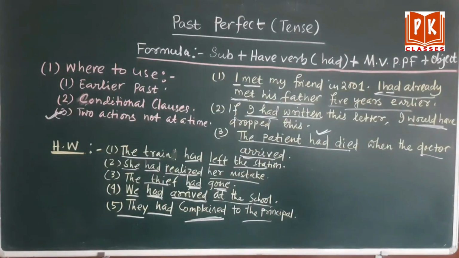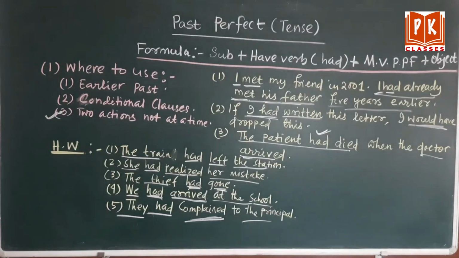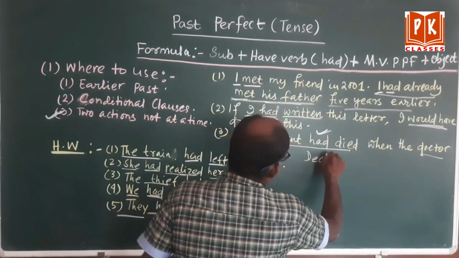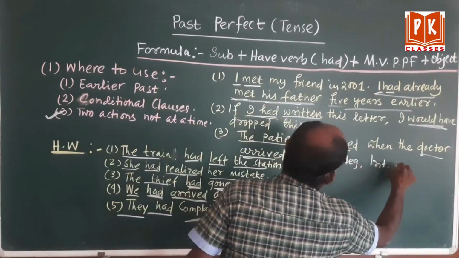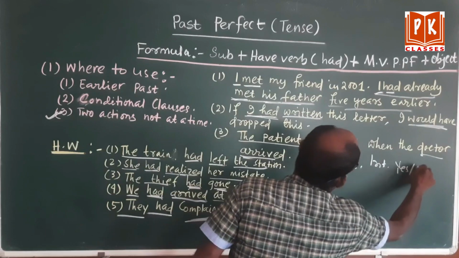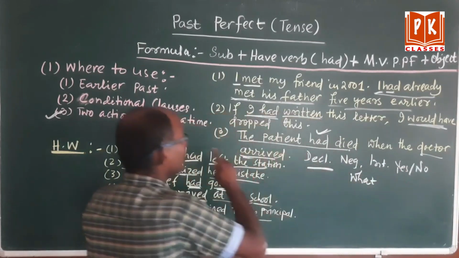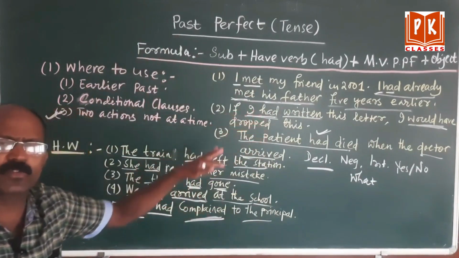Okay, that means this is the formula, but please remember, sentences are declarative, negative, interrogative, yes or no, then WH word. Clear? These are in present all forms we have done this, in past the same thing.